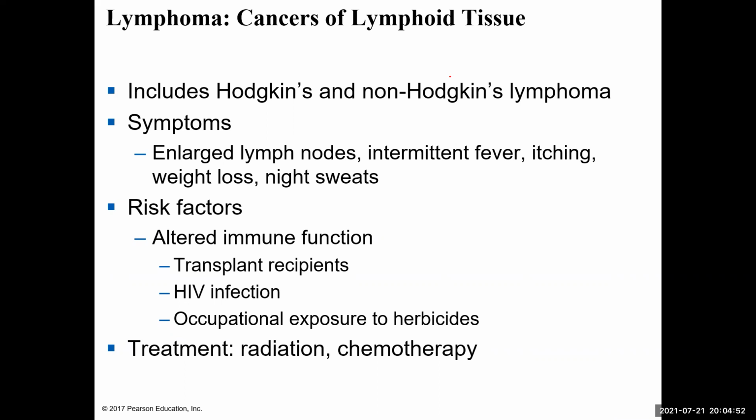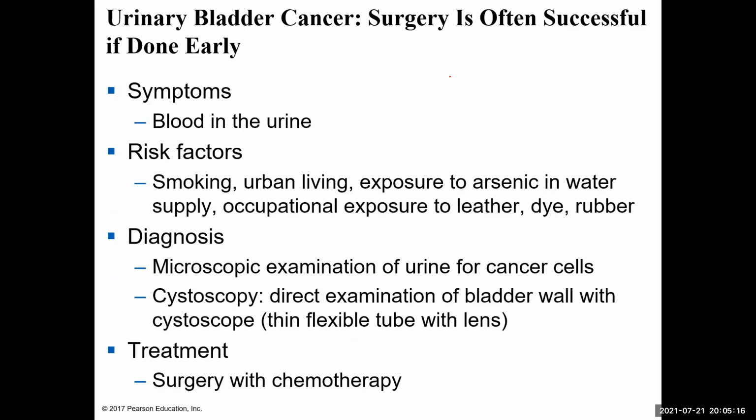Risk factors here are if you're exposed to specific herbicides. I think Roundup is associated with lymphoma, but I'm not 100% sure. You might have to check on that. But HIV infection is increasing risk, and then also transplant recipients. So treatment would be radiation and chemotherapy for this type of cancer.